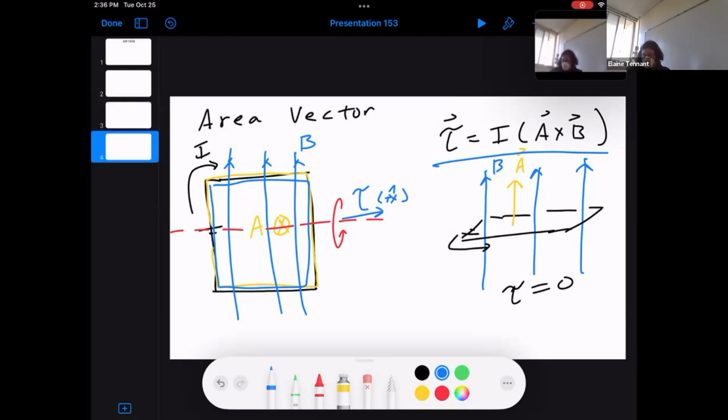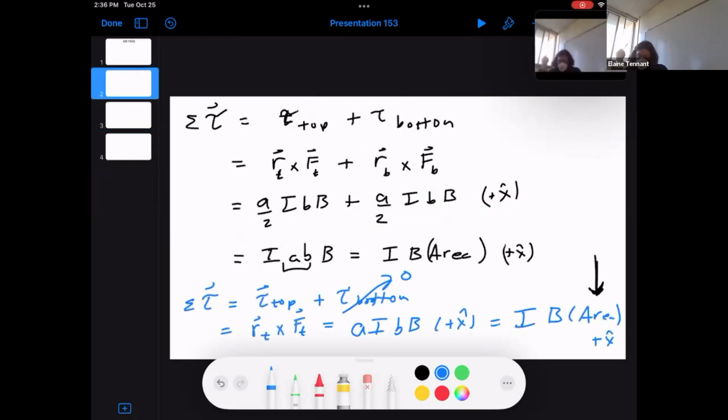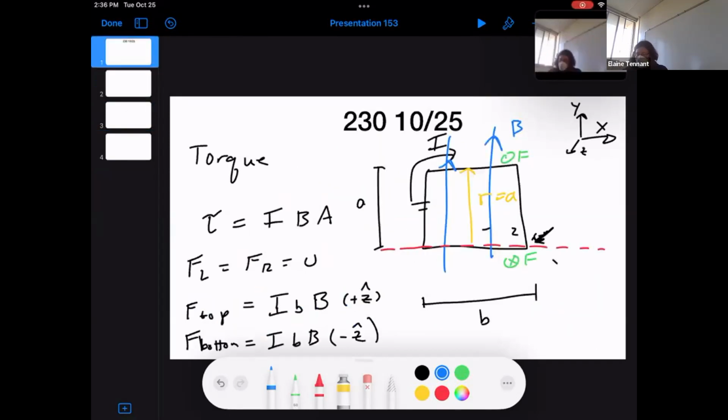Would it double? It would double. You'd be right about that. Because for every wire there, instead of one wire carrying this current, you'd have two wires carrying the current. Same current, same lengths and everything, so you'd have twice as much force.